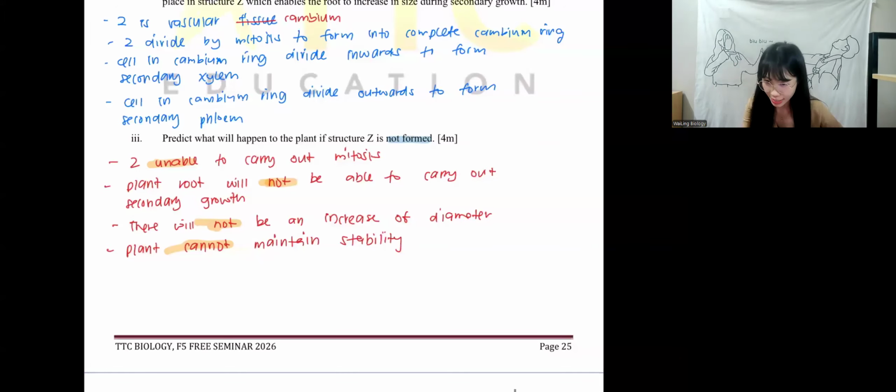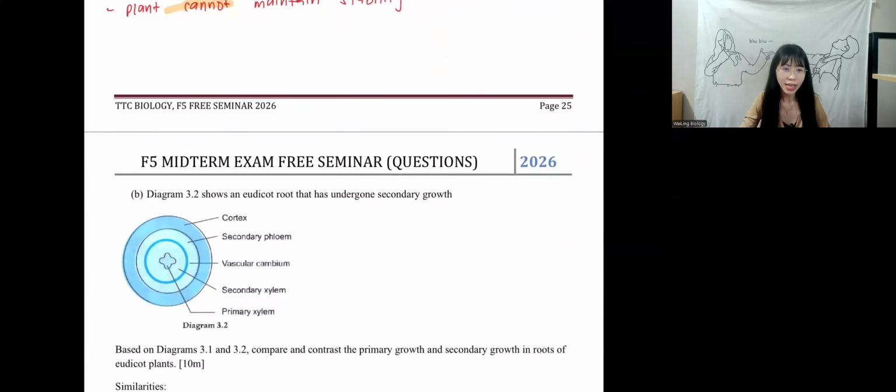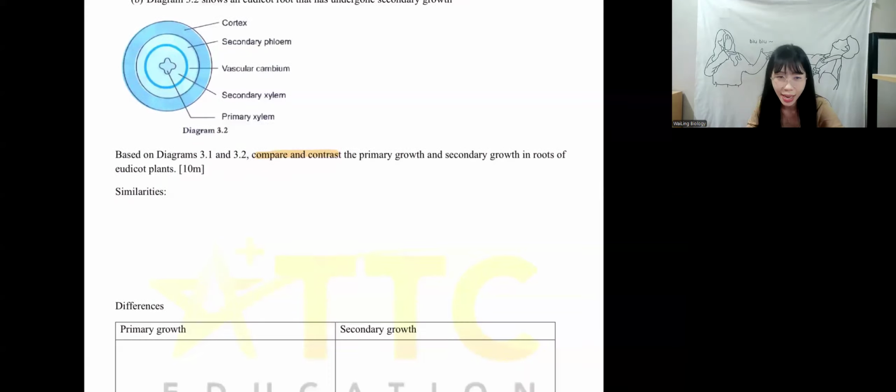We will try the last question. The last question is a 10 marks essay question for differences. Wow, very fast. Okay, next. 3.2 shows a Unicode has undergone secondary growth. Based on 3.1 and 3.2, compare and contrast the primary growth and secondary growth in the roots of Unicode. Compare and contrast referring to similarity and differences. You must write similarity and differences. You cannot just write similarity or just differences. The question is 10 marks. You're going to write maybe 4 and 6, or 5 and 5, your choice, as long as you have 10 things to write.